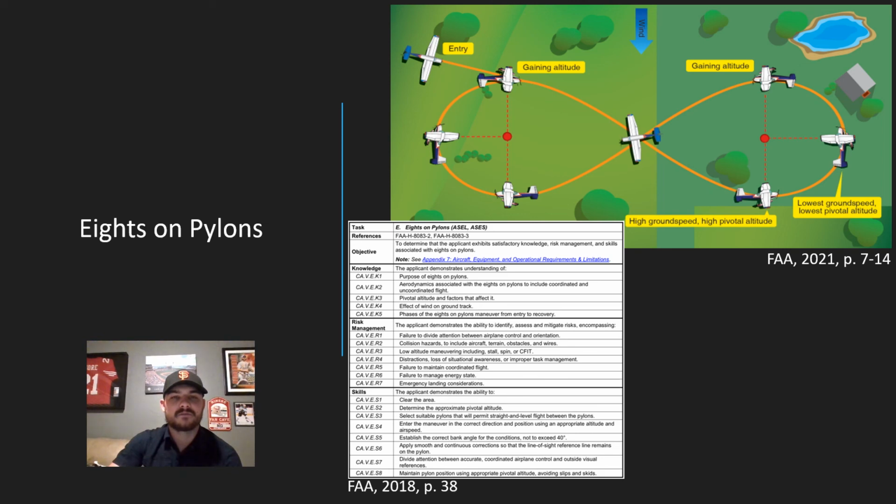Common errors for this one include failing to clear the area. I've done that before on this one. I began the maneuver looking for a pylon, looking at the pylon, and didn't realize that an aircraft was there that would have converged with my flight path.